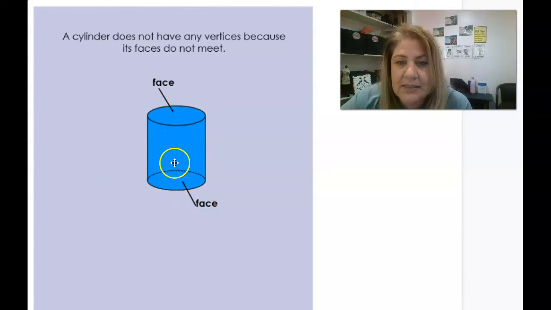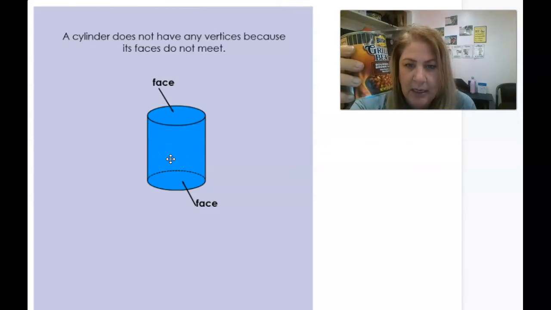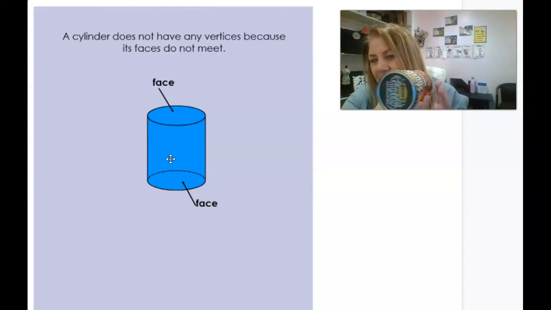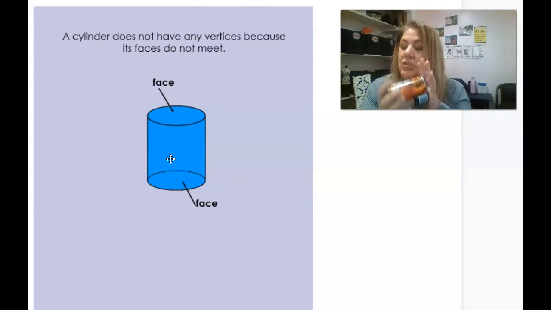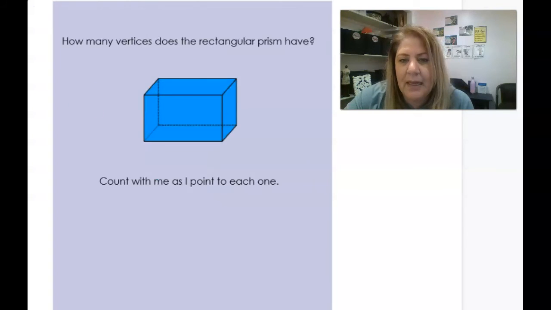Okay. A cylinder doesn't have any vertices, right? Here's my can of beans. Because its faces do not meet. It has this face. We could put a smiley on it, couldn't we? Make this smiley face. And this face. 2 faces that never meet, so no vertices, no corners. And how many vertices does a rectangular prism have? We just talked about it. 1, 2, 3, 4, and then there's the 4 on the inside. 5, 6, 7, 8.